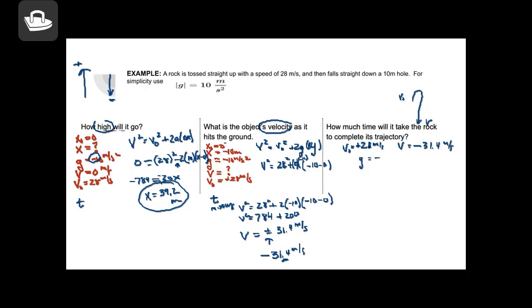Sometimes I see people write v naught minus gt because they're kind of implicitly putting that in there. But I tend to just leave it like this, but then make sure you put your negative sign in there. So 28 minus 10 times t is going to be equal to my final velocity, which is minus 31.4. And solving for t, we're going to get 5.9 seconds. All right.